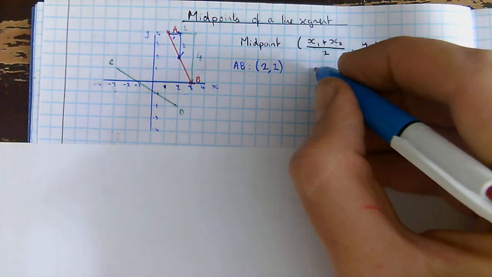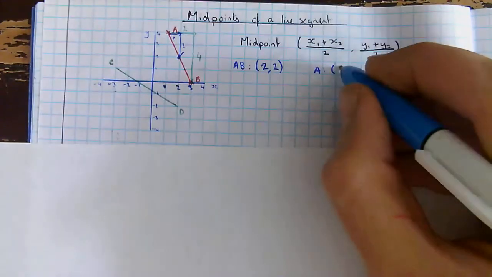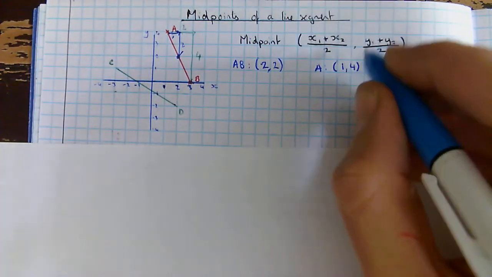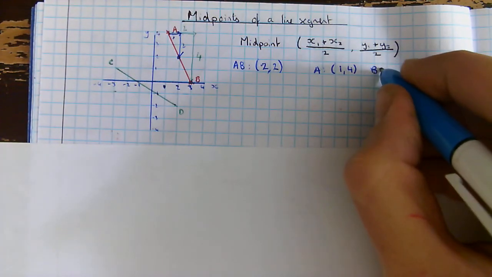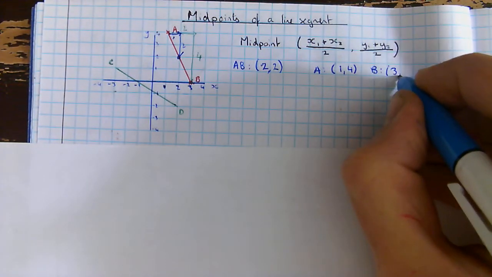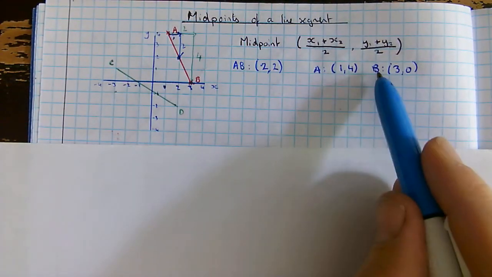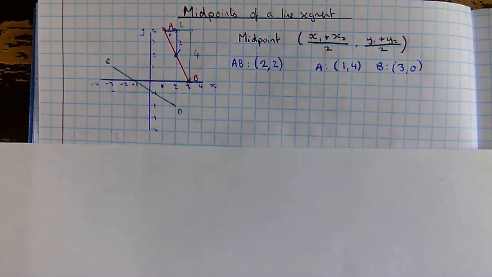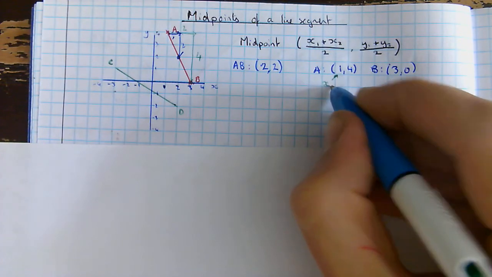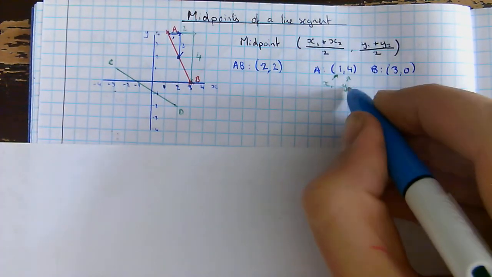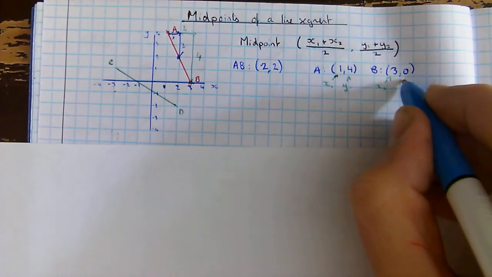So my point A is the point here, 1, 4. My point B is here, it's the point 3, 0. This is point 1, this is point 2. So, just labelling these, that's the x-coordinate of point 1, that's the y-coordinate of point 1. This is the x-coordinate of point 2, this is the y-coordinate of point 2.